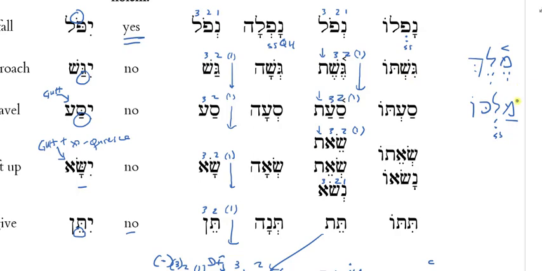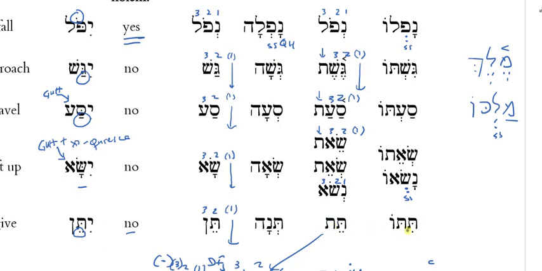Which vowel you get really depends on what the original short vowel would have been, or depends on features like gutturality. So gishto, his act of approaching. Sa'at becomes sa'to, his act of traveling. Nasa is the form out of these two that takes the pronominal suffix, so it becomes sa'to, his act of lifting up. Or if it follows the strong pattern, nos-o, and I get a silent shva there, nos-o.